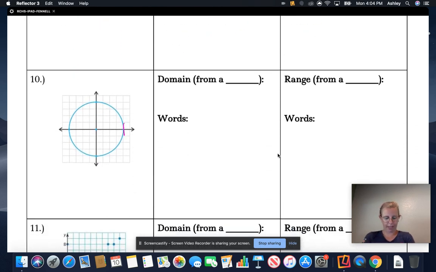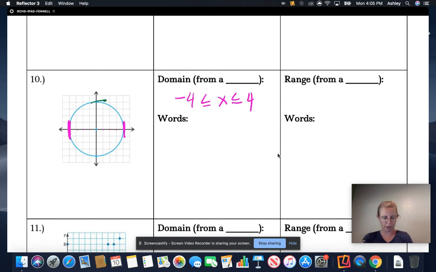Domain from a graph again. Now we have to actually count because the numbers are not given. 1, 2, 3, 4. 4 is my max. 1, 2, 3, 4. Negative 4 is my min. X is greater than or equal to negative 4 and less than or equal to positive 4.